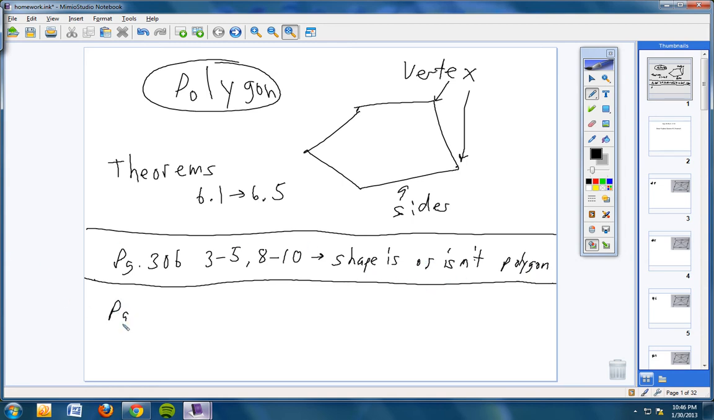And then on page 307, numbers 15 through 20, those are the ones where you have 4 angles and they have to add up to 360. Just look at those on your own, would you please, sometime before the quiz tomorrow, and study those. But those will be on the quiz.